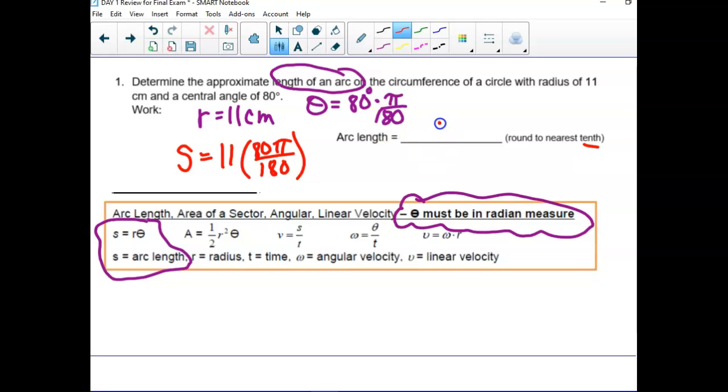I got 15.4. Did somebody else get that? And that would be centimeters because it is a length. And remember, anything times radians, radians just goes away. Questions on number 1?